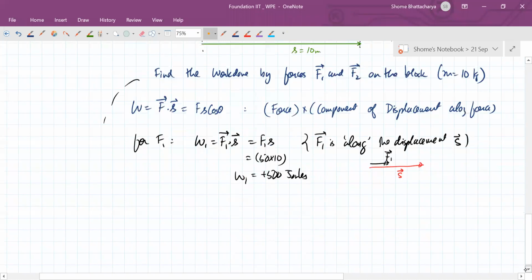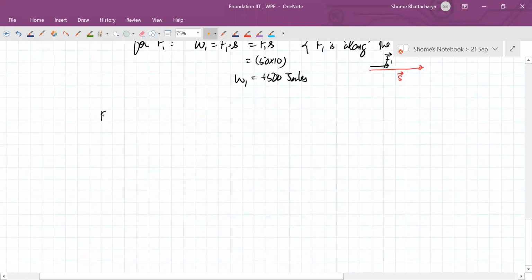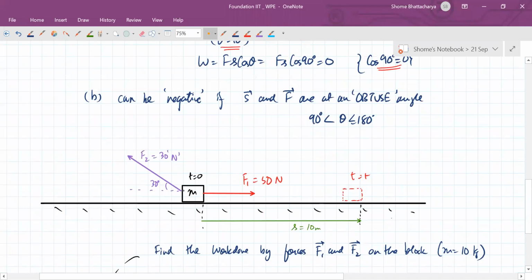But when it comes to the second force, the work done is F2 dot S. Now let's think about this a little carefully. Let's go back to the diagram and understand. F2 का डायरेक्शन देखो ऐसा है, whereas displacement का डायरेक्शन कैसा है? It's along this direction. ठीक है? So you can see clearly that there's an obtuse angle between them.